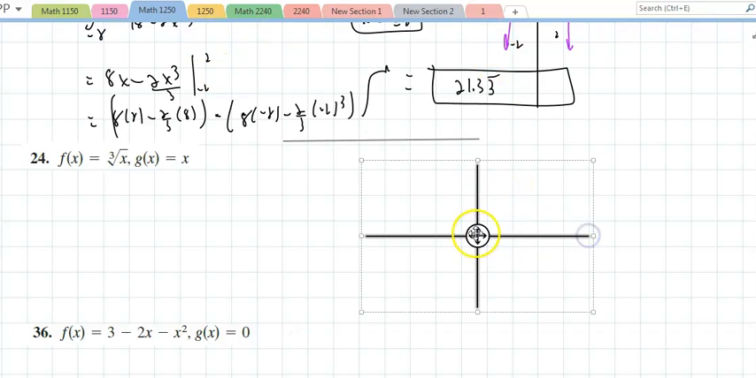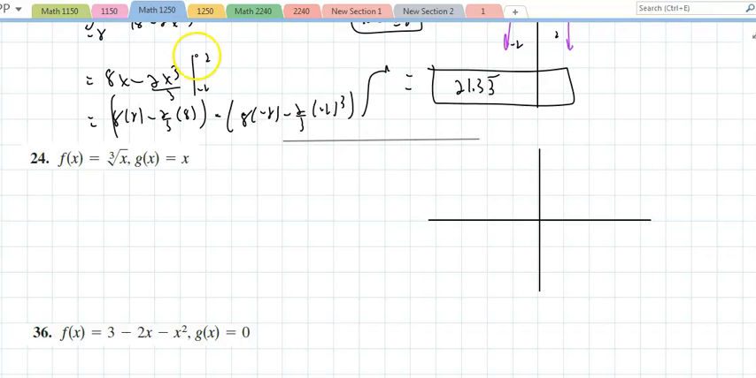Again, I need to graph this. Yes, without a calculator. Cube root of x, that's like y equal radical x, and y equal minus that. And y equal x, so let me elaborate and make that a bit nicer. There. So we want to find this area and this area.